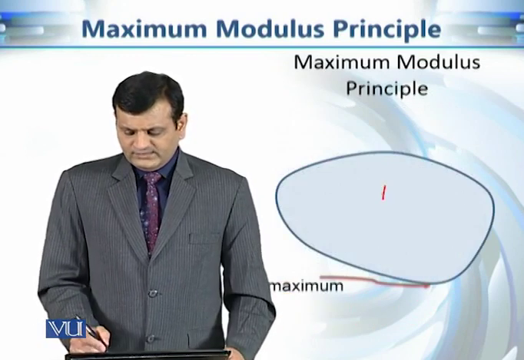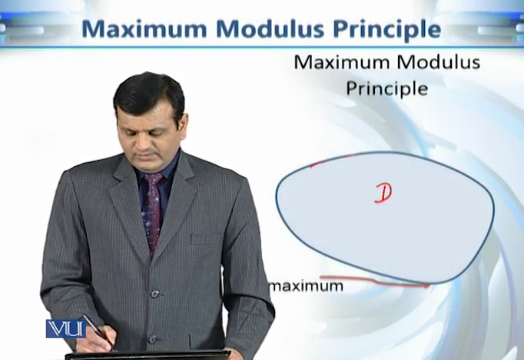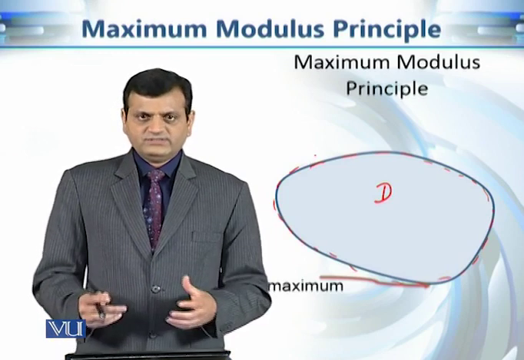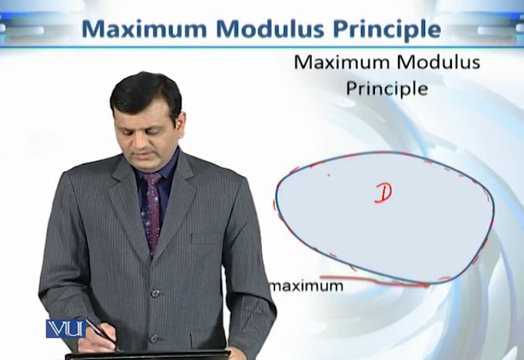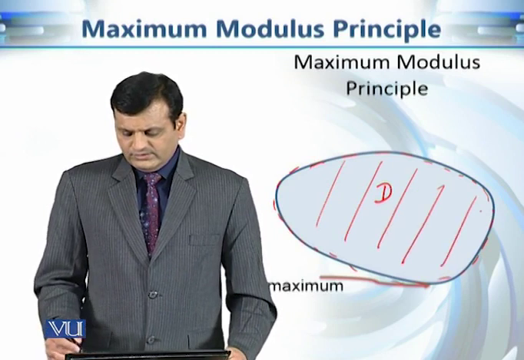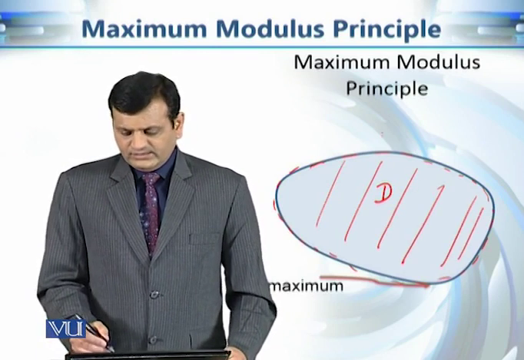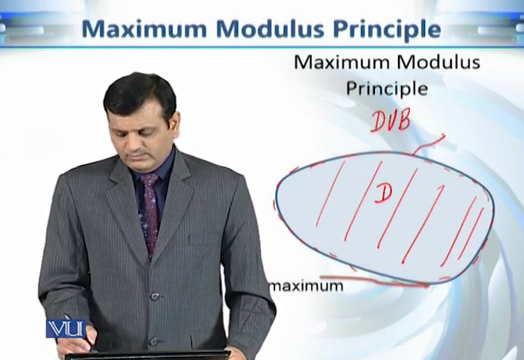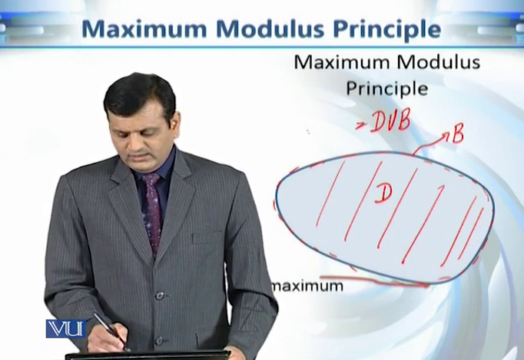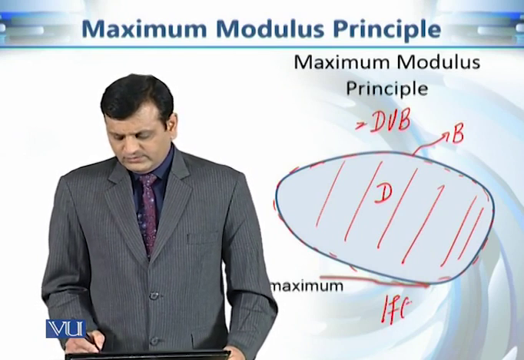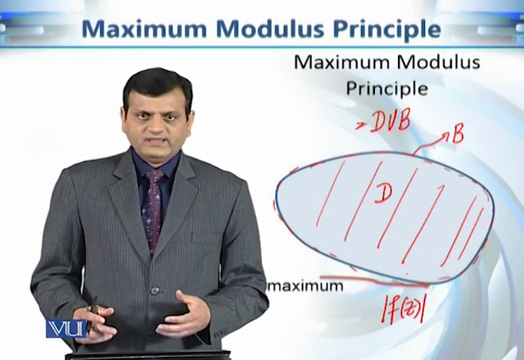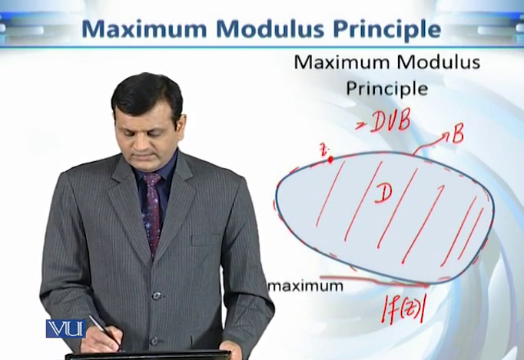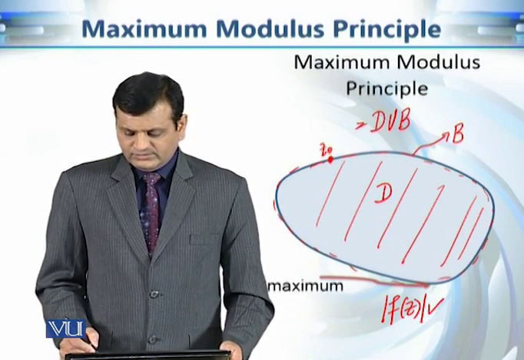Okay, so let's say this is the domain D, and the maximum value of the function exists. Under the conditions that we have imposed on the function, that it should be analytic on the domain D, and continuous on the set D union B, where B is basically the boundary, the modulus of this function attains a maximum, and it only exists at some boundary point. So there will be some boundary point z0 where this function attains its maximum value.